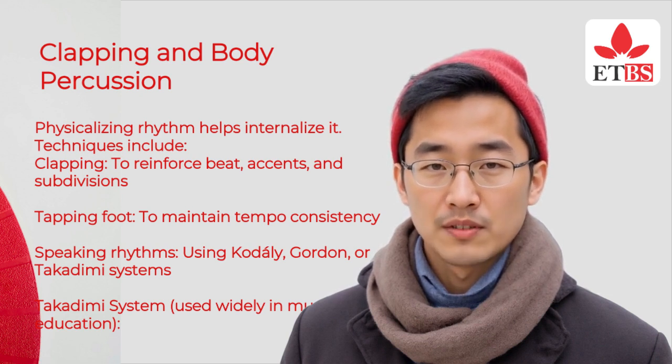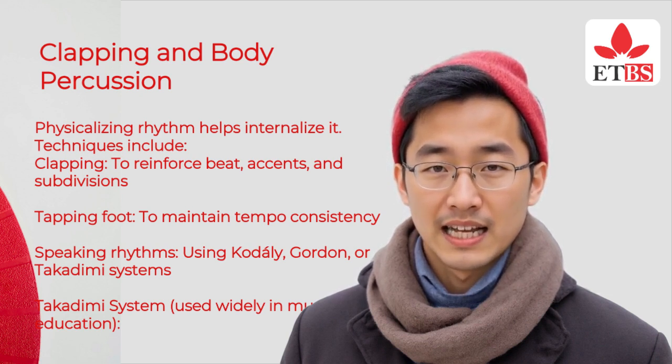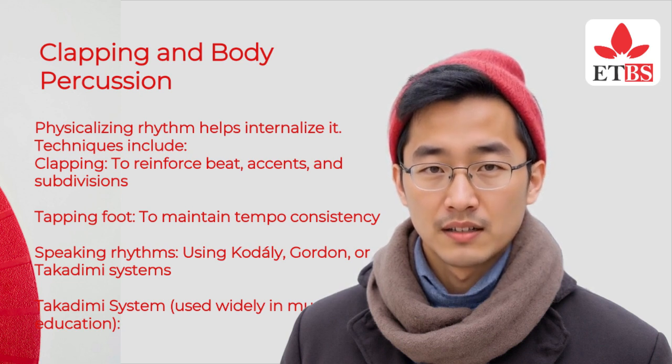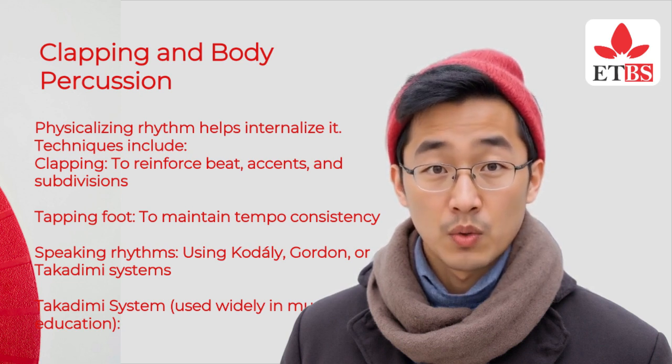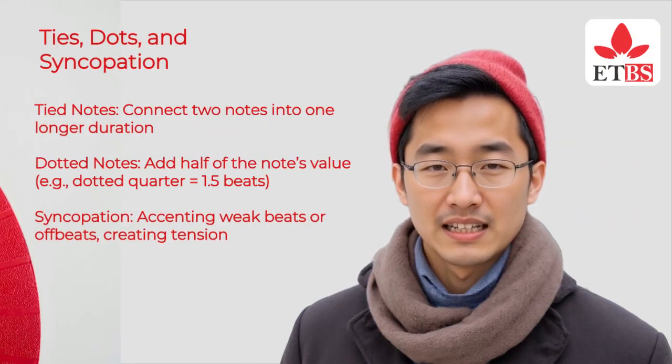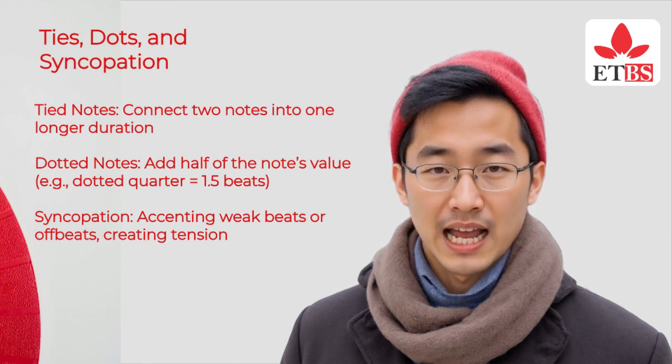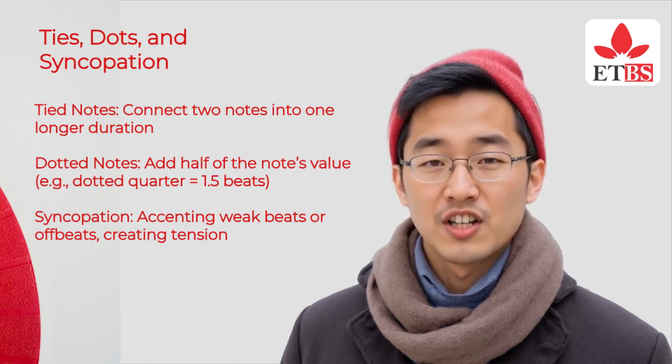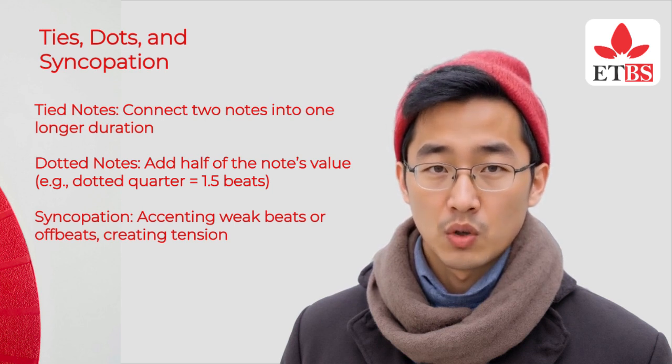Ta equals beat. Ta-di equals 2 equal parts. Ta-ka-di-mi equals 4 equal parts. 6. Ties, dots, and syncopation. Tied notes connect 2 notes into one longer duration. Dotted notes add half of the note's value, e.g., a dotted quarter equals 1.5 beats.